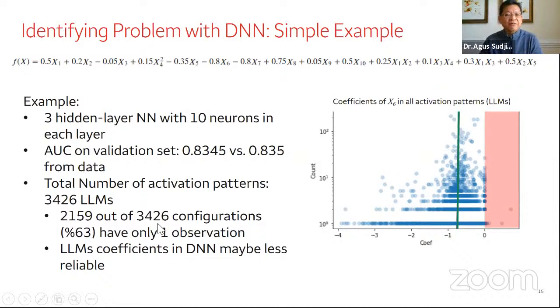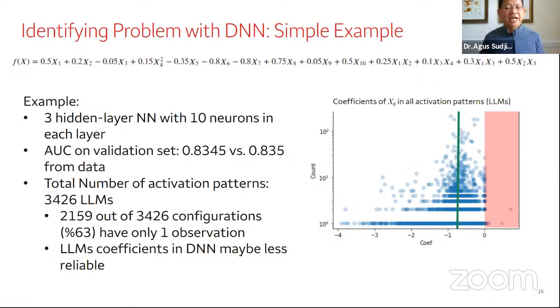The 2,159 regions with a single observation only are the ones at the bottom. That's the coefficient of the regression, all over the place. In fact, some of them are positive. As you go up the scale, the sample size becomes larger and larger, and the coefficient is more correct, closer to minus 0.8. The regions with large samples are more correct.